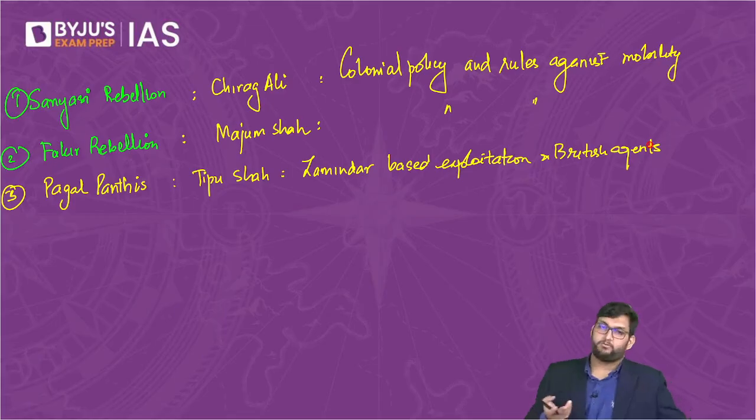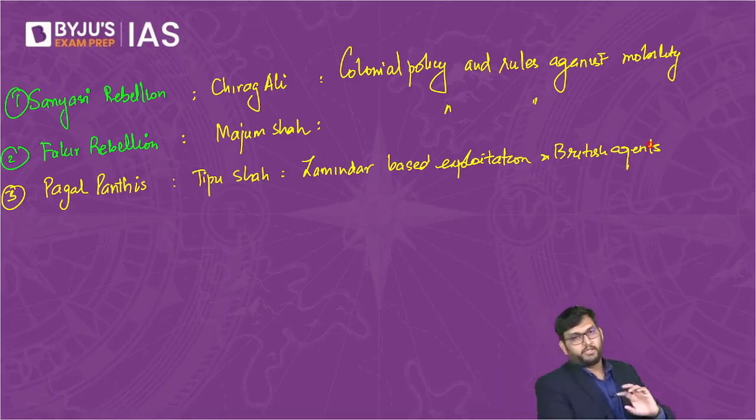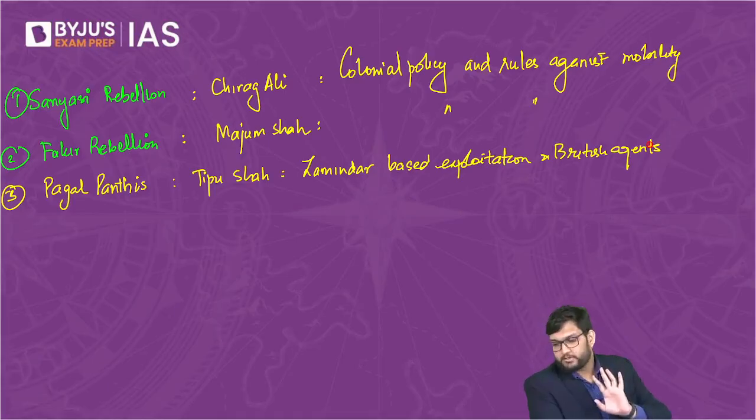Sannyasi is a word mostly used for Hindu sannyasis, and fakir is used for Muslims. That is the basic difference; otherwise they're exactly the same. So this is the only amount of information you need to remember. That is it: Sannyasi, fakir, Pagalpanthi, Chirag Ali, Majnun Shah, Tipu Shah.